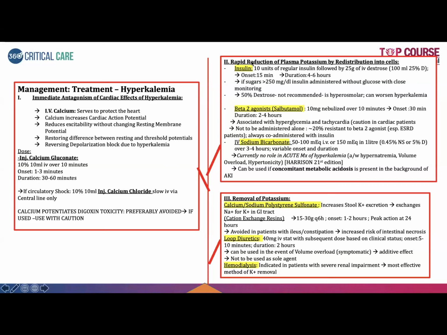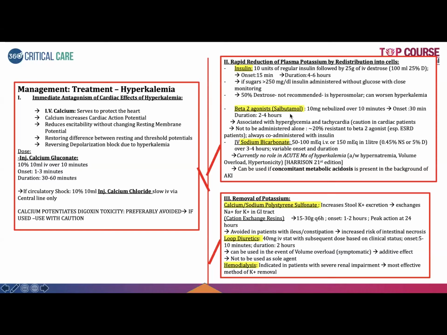Other mechanisms by which you can reduce potassium is by causing transcellular shift. So insulin dextrose infusion: 25% dextrose, 100 ml, with 10 units of regular insulin. The onset of action will be 15 minutes and the duration will be almost up to 6 hours. So you need to keep on repeating until you correct the etiology. Your sugars can go up, so make sure they are maintained. 50% dextrose is ideally not recommended because it's hyperosmolar.